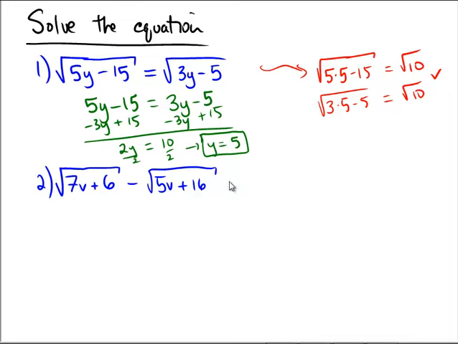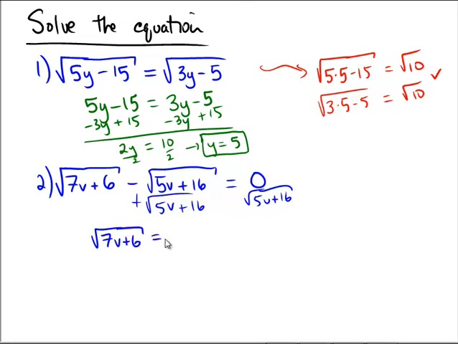Okay, in the second equation, I forgot to put the equals 0 there. Notice the radicals are both on the same side this time, and this is too difficult for us to work with. I shouldn't say it's impossible, but it's much easier if we slide the radical to the other side by adding radical 5v plus 16 to both sides. And if we do this, then we get radical 7v plus 6 equals radical 5v plus 16.